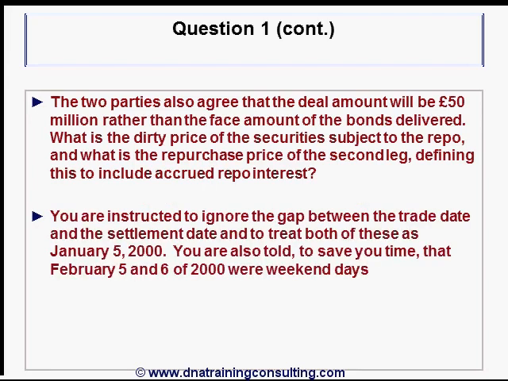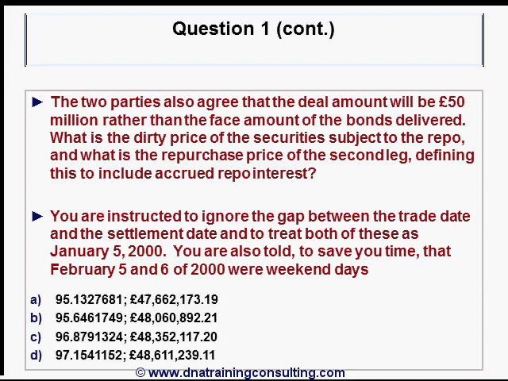You are instructed to ignore the gap between the trade date and the settlement date, and to treat both of these as January 5, 2000. You are also told to save you time that February 5 and 6 of 2000 were weekend days. Here are the 4 permissible answers.